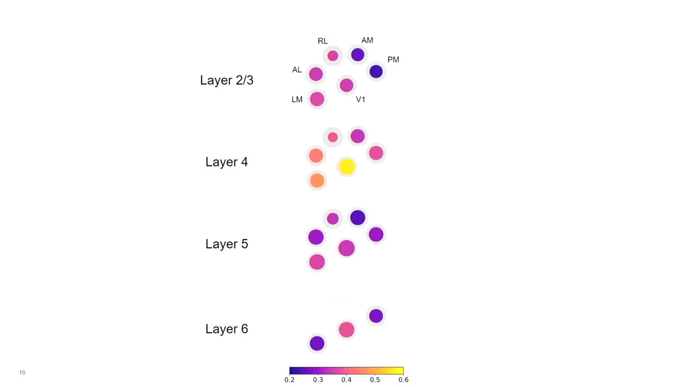We do see some evidence that there's differences between some of the higher visual areas in terms of their sensitivity to direction of motion, and that these 2 lateral areas, AL and LM, show higher direction selectivity than these medial areas, AM and PM. And we see these differences primarily in layer 4 and in layer 2-3. In the deeper layers, however, the differences between areas become non-significant, where we see that not only are the cells in general less direction selective, but the differences between the areas are no longer there.